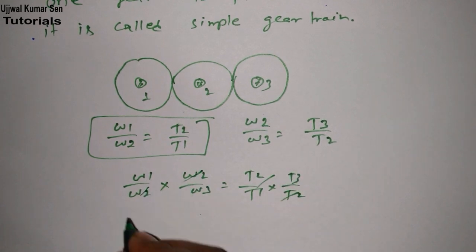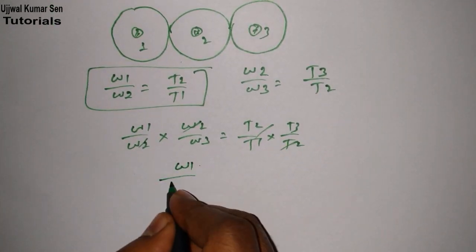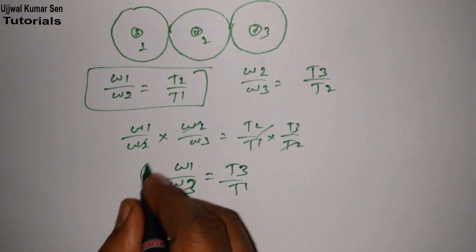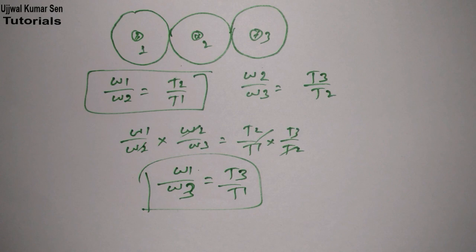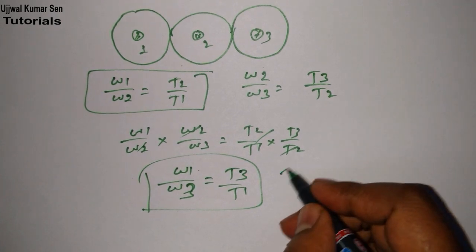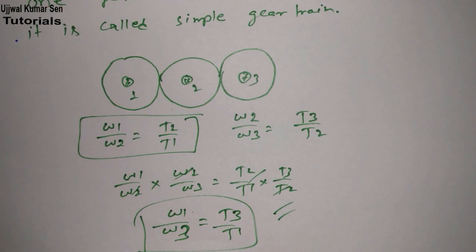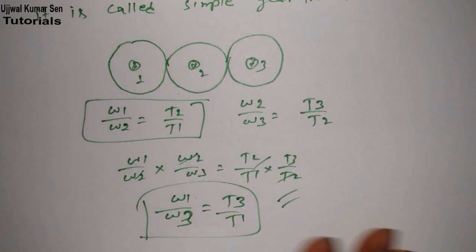So this one gets cancelled, this one gets cancelled. So what we got is omega 1 by omega 3 is equal to T3 by T1. This is a relation we got from the simple gear train. This is important for competitive examinations if you are preparing, and also in university examinations, they ask questions from this topic.